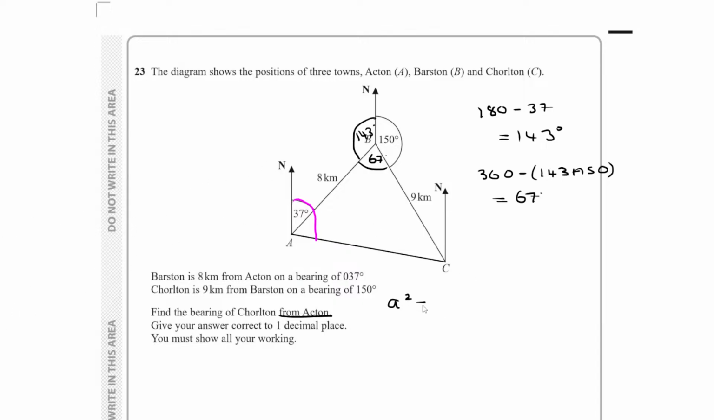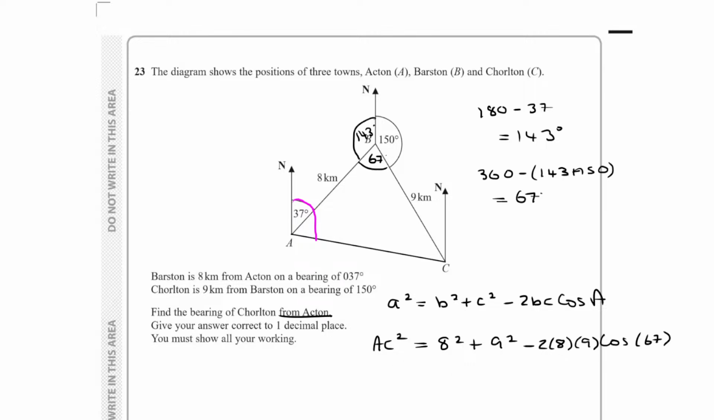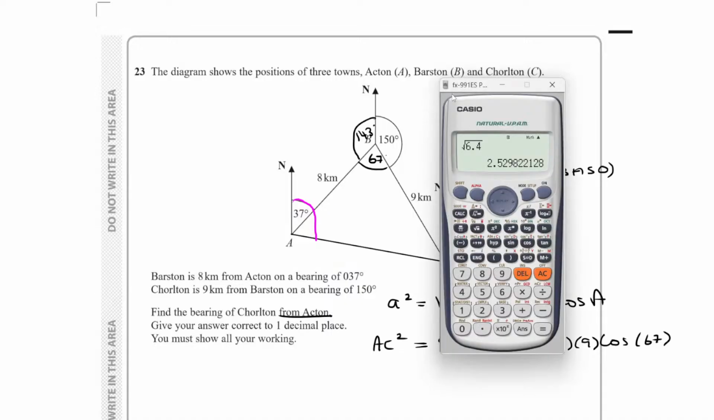So a squared, I'll just write it here, is b squared plus c squared minus 2bc cos A. So obviously the angle we're using is 67 because that's the one we know. We're looking for AC squared because that's the one opposite the angle. So the other 2 sides, it doesn't really matter which is B and which is C, just sub them in however you want. 8 squared plus 9 squared minus 2 times 8 times 9, and then times cos of the angle 67. Obviously then square root. So let's type all of that in.